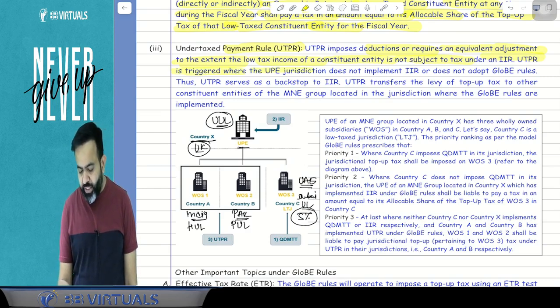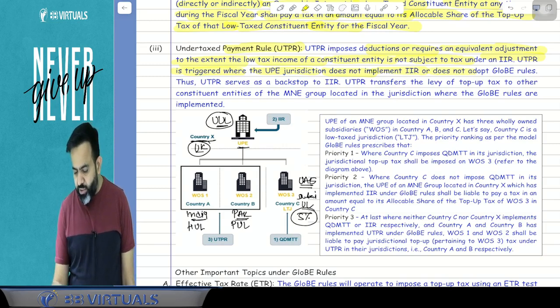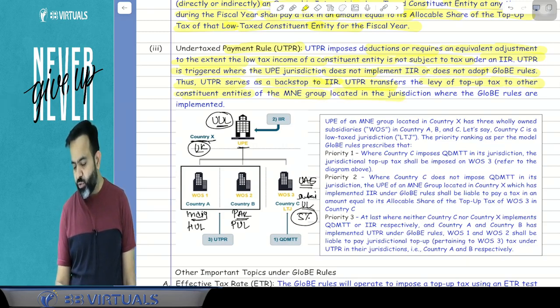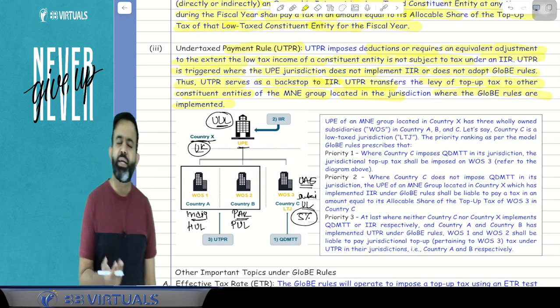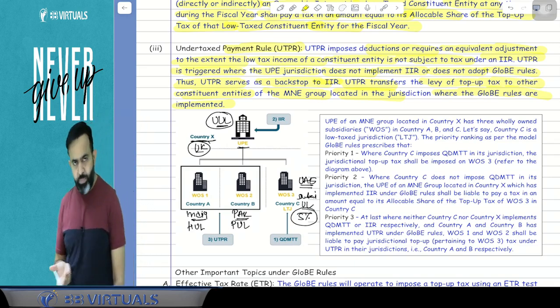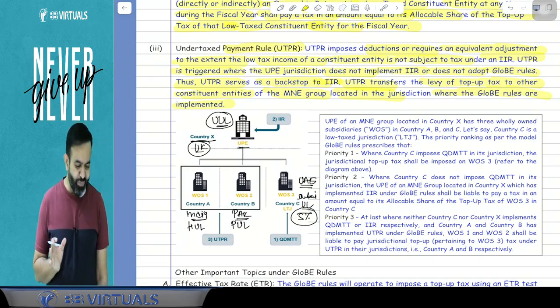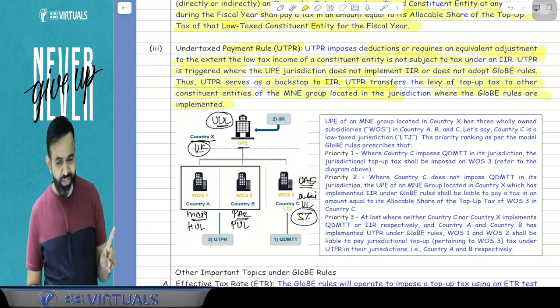UTPR is triggered where the ultimate parent entity jurisdiction does not implement the IIR or does not adopt the GloBE rules. Thus, UTPR serves as a backstop to IIR. UTPR transfers the levy of top-up tax to the other constituent entities of the MNE group located in jurisdictions where the GloBE rules are implemented. So suppose in India and Pakistan the GloBE rule is applicable. In that particular case, India and Pakistan can charge that much tax. You got my point or not? Yes. So you have to remember this.